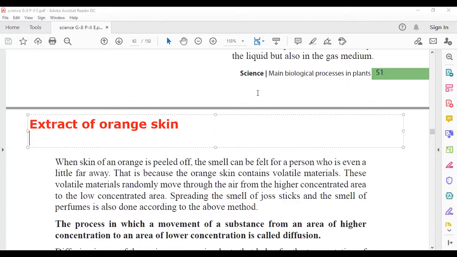have you seen air fresheners? Air fresheners in solid form? Yes, sir. So solid air fresheners are also an example of what? Volatile materials. You keep the air freshener in one corner of the room, but the smell comes in the entire room. Am I right? It is possible because of diffusion.